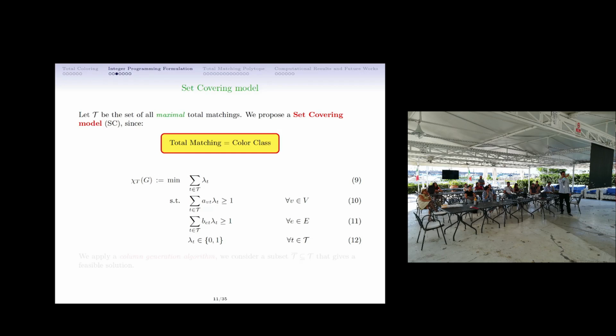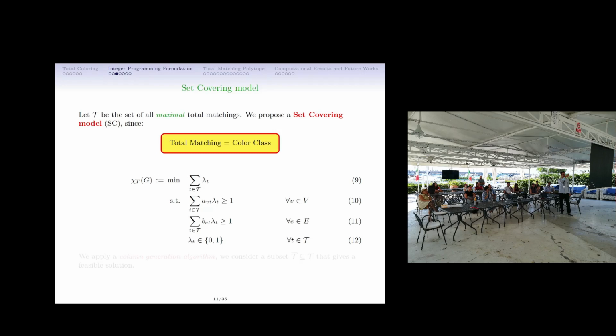The binary parameter a_vT is set to 1 if the vertex v is contained in the total matching T and 0 otherwise, and the same meaning for every edge e: b_eT is set to 1 if the edge e is contained in the total matching T and 0 otherwise. Our aim here is to minimize the total number of total matchings in order to cover all the elements of G.